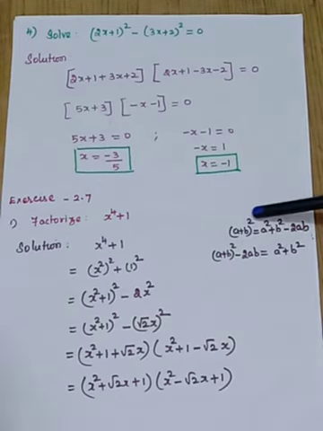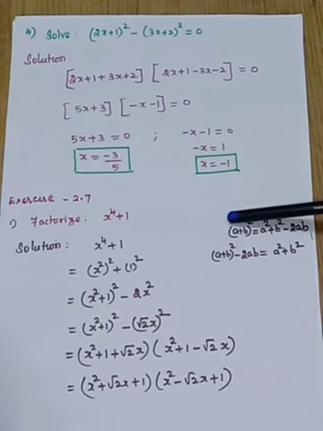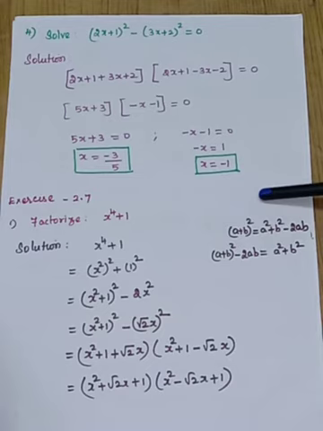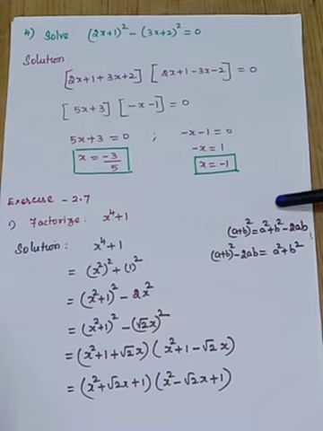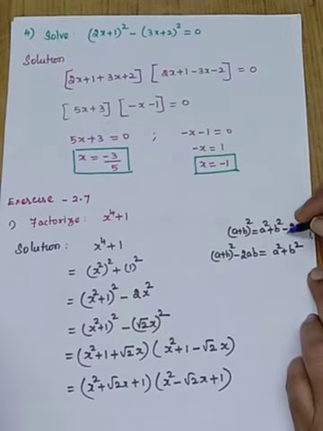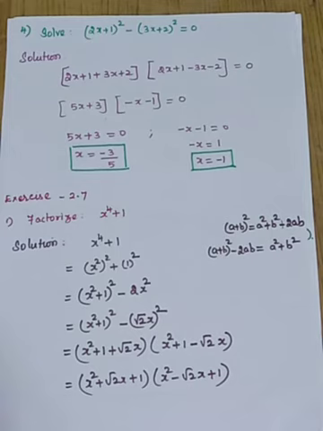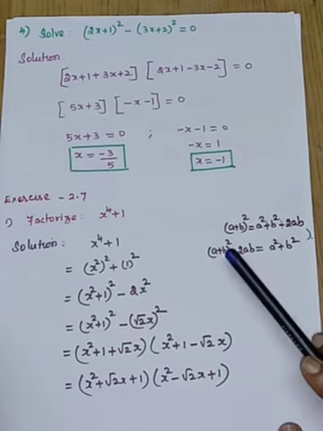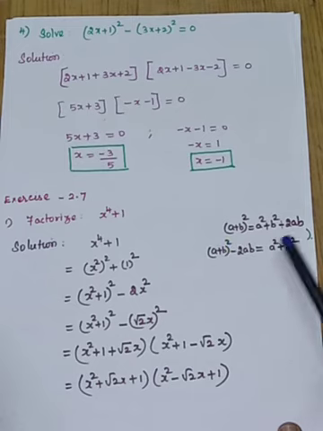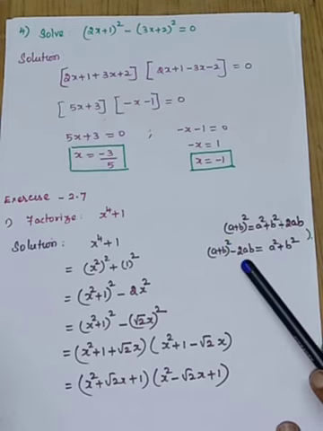You see the formula? You know very well: a plus b the whole square is a squared plus b squared plus 2ab. So a squared plus b squared is nothing but a plus b the whole square minus 2ab. This plus 2ab, when you take it to the other side, is minus 2ab.